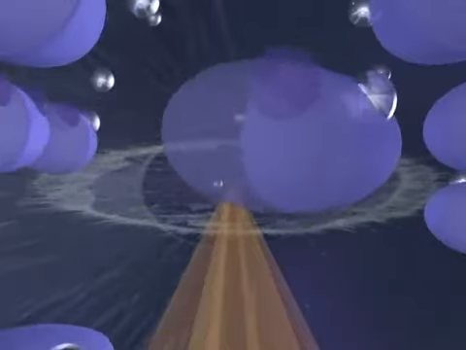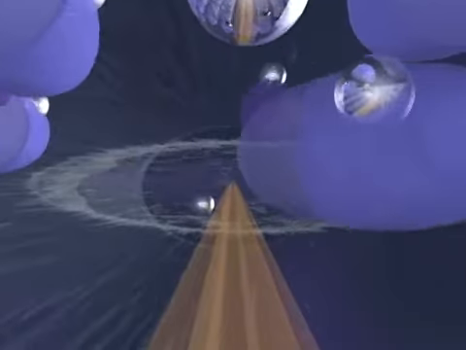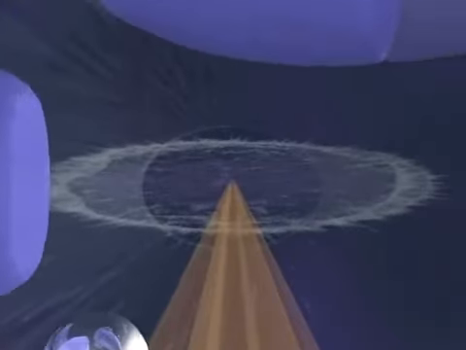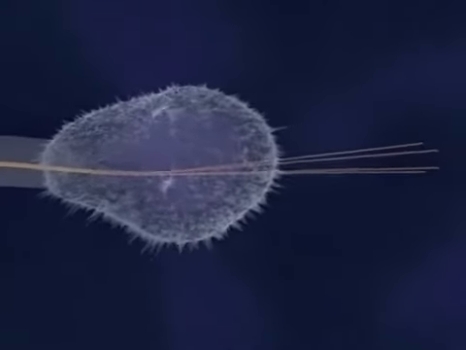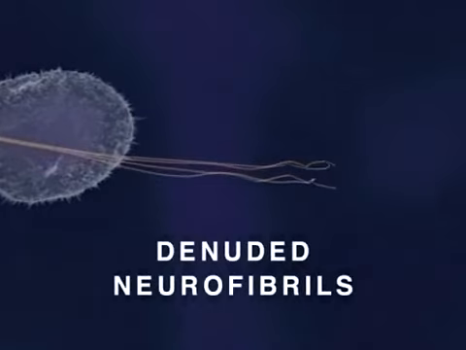Consequently, the neurite's microtubules begin to disassemble into free tubulin molecules, leaving the neurite stripped of its supporting structure. Ultimately, both the developing neurite and its growth cone collapse, and some denuded neurofibrils form aggregates or tangles, as depicted here.